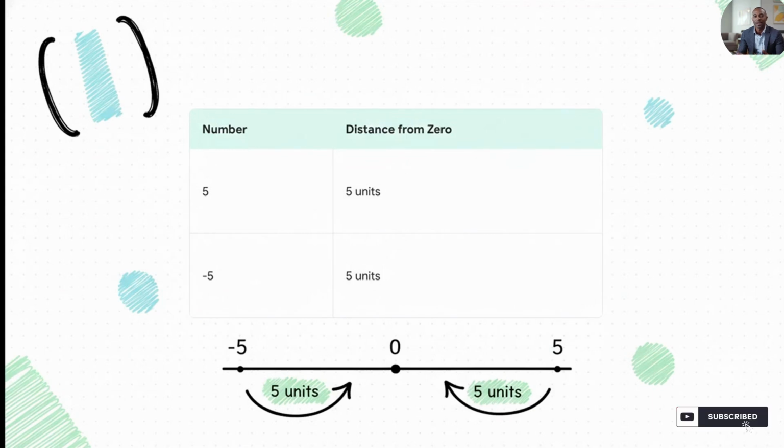This visual makes it crystal clear. Okay, look at 5. How far is it from 0? 5 steps, right? Now, look at -5. How far is it from 0? Also 5 steps, just in the other direction. The distance is identical, and that's why the absolute value of both is just 5.